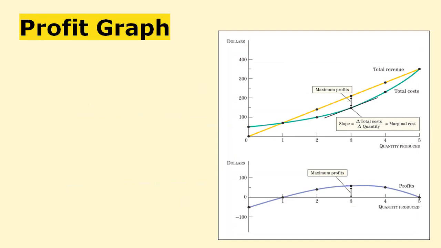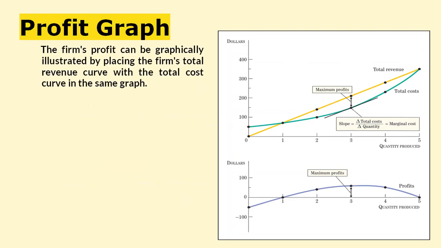Profit graph. The firm's profit can be graphically illustrated by placing the firm's total revenue curve with the total cost curve in the same graph.